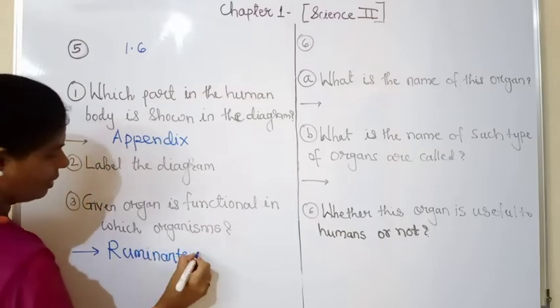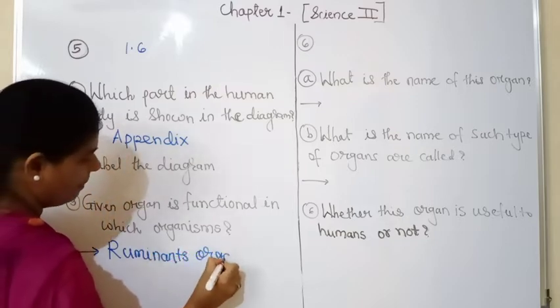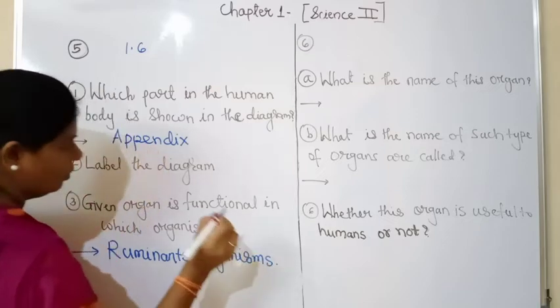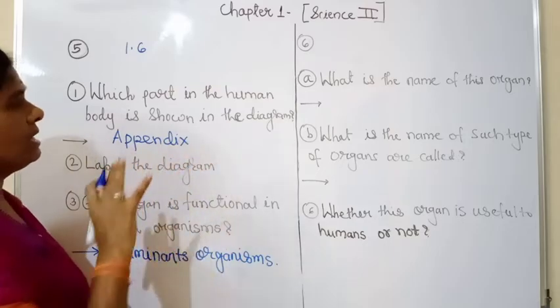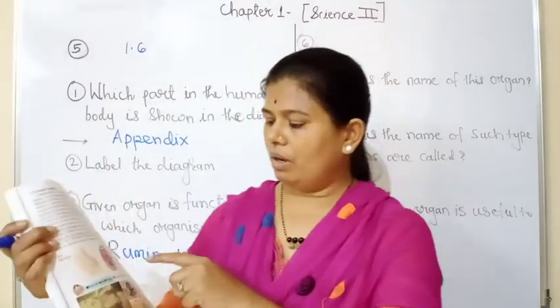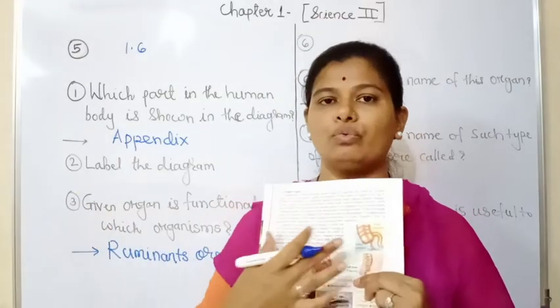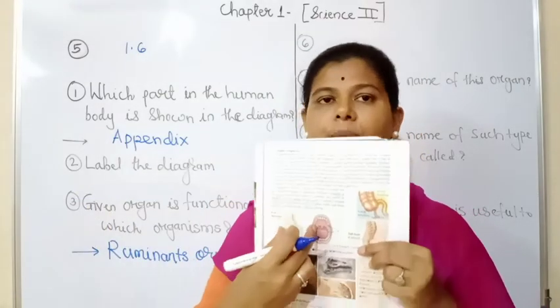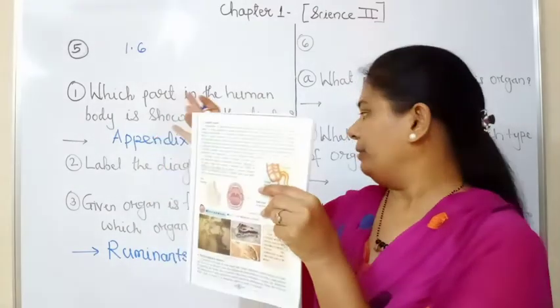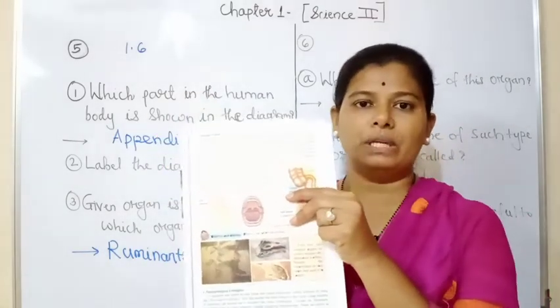In ruminant organisms, the appendix is very useful. Okay. Now we will go towards the next activity. Again, as I told you, in the vestigial organs there are 4 diagrams. These 2 we have completed. Now we have finished the diagram of the appendix. Whatever questions will be asked on this, we have seen.